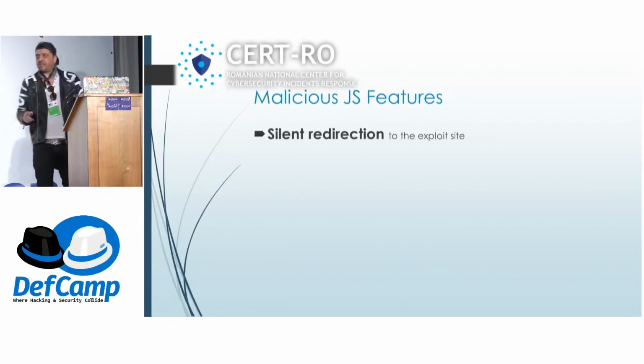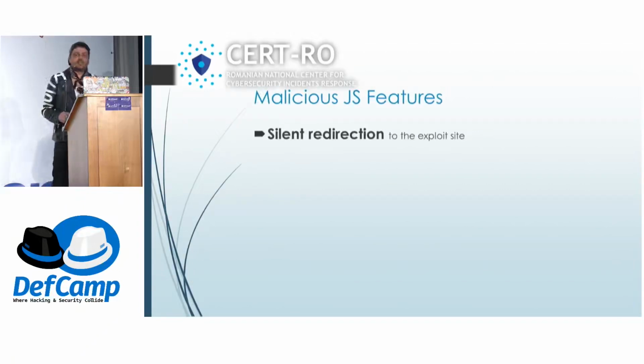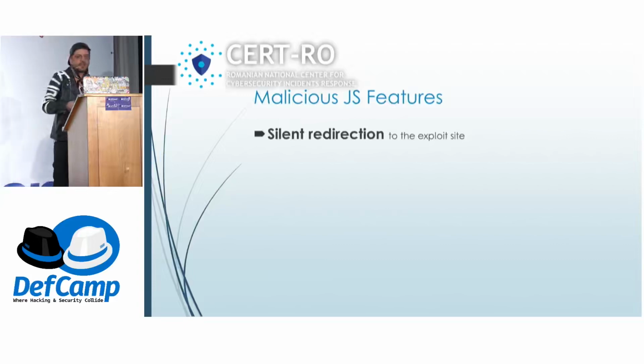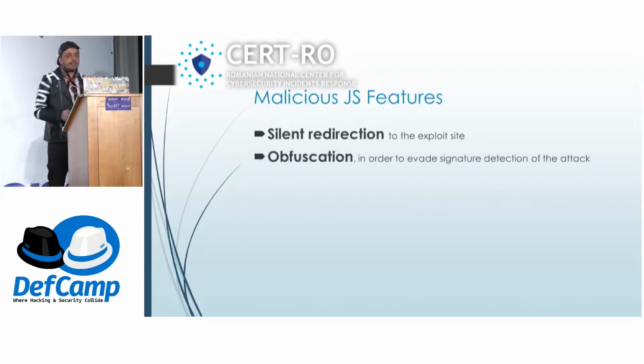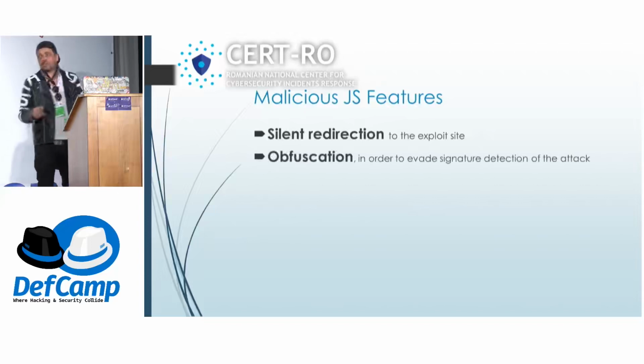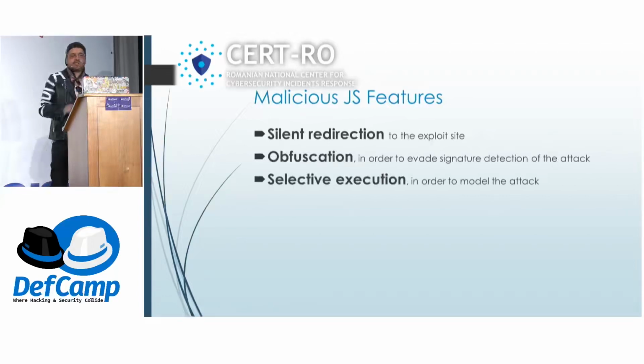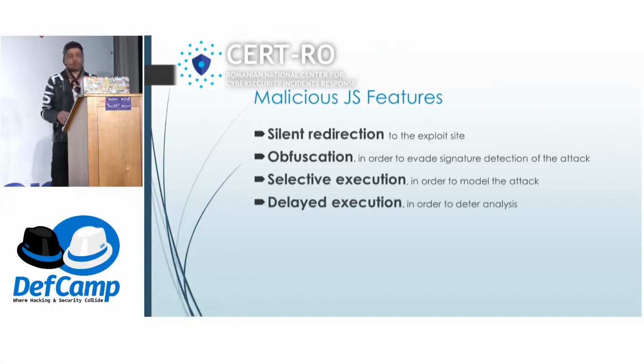So basically, these are the set of features malicious JavaScript shares. This is the first, the most important: it has to silently redirect the user to the exploit site. The second is obfuscation, in order to evade signature detection of the attack. Selective execution is the third feature. Delayed execution is the fourth feature.